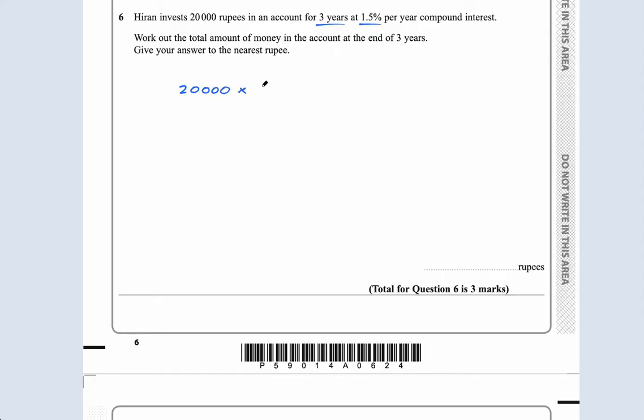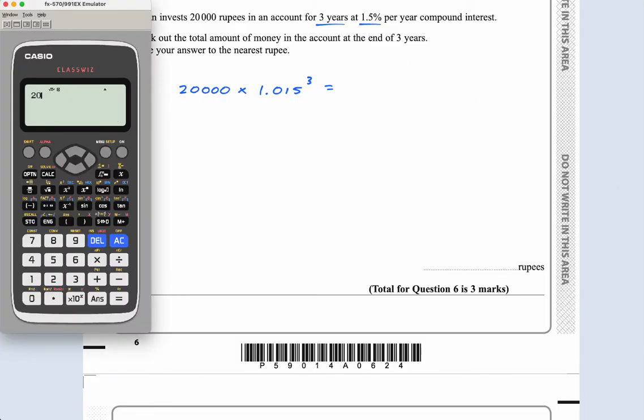Times, maybe the only tricky thing is it's 1.015. The percentage, you've got to do 1 plus the percentage. And 1.5% as a decimal is 0.15, oh sorry, 0.015. So it's this, and I have to do to the power of 3 because it's 3 years. My calculator can do the hard work. 20,000 times 1.015 to the power of 3 is 20913.56.